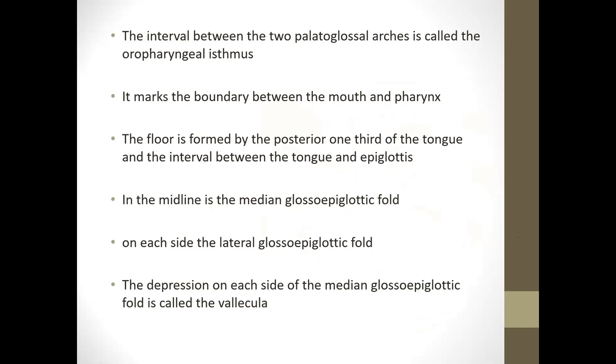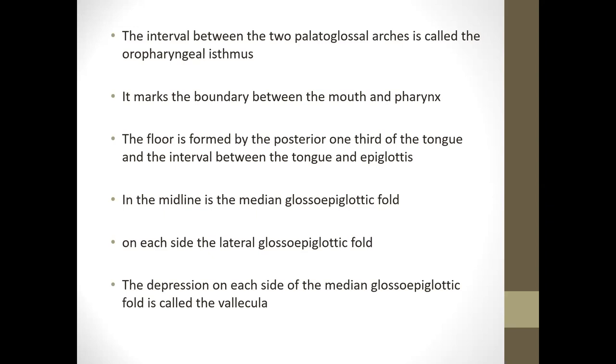The flow, you shall see in the image next. It is formed by the posterior one-third of the tongue, and it's the interval between the tongue and the epiglottis. So in the midline, that flow is divided by the median glossoepiglottic fold, and on each side we have the lateral glossoepiglottic folds. Between these two folds, the median and the lateral, we have what we call the vallecula.